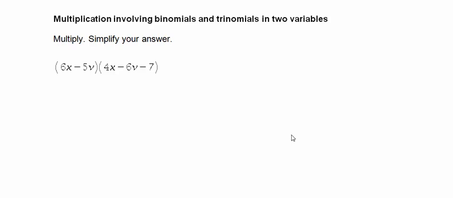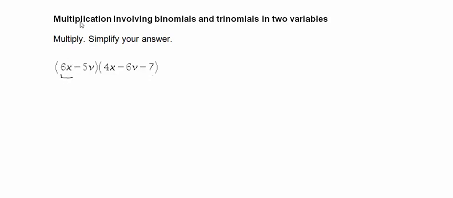Here's another example of multiplying a binomial and a trinomial. But here we're working with more than one variable, but it's no different from anything that we've been doing before, as long as we keep track of our steps. So again, the idea is that you want to take each term of the first polynomial and multiply it with each one of the second.